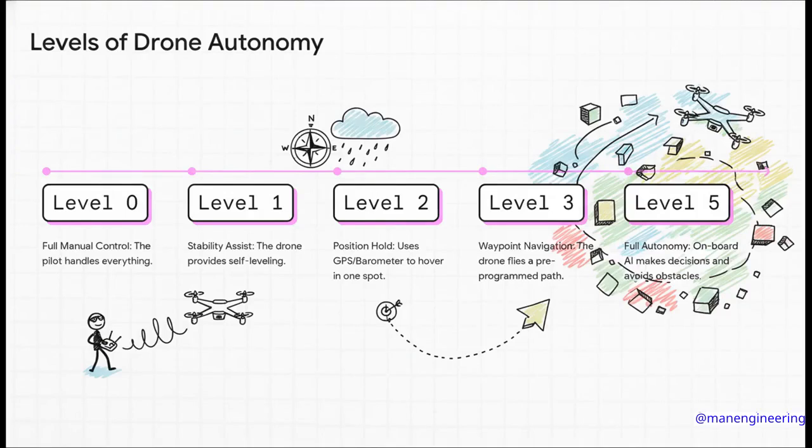Drones operate on this really fascinating scale of autonomy. I mean, at level 0, it's all you. You're doing everything. But as you move up the levels, the drone just gets smarter. Level 2 uses GPS to hover perfectly in place for a super stable video shot. Level 3 lets you plan an entire mission on a map for surveying. And then you get all the way up to level 5, which is basically sci-fi stuff, where onboard AI can navigate complex environments and avoid obstacles all by itself, kind of like a delivery drone in a city.